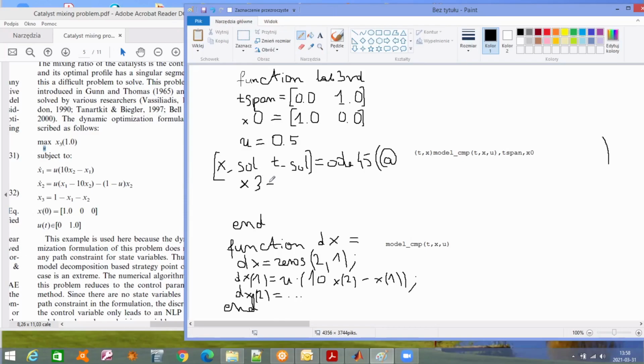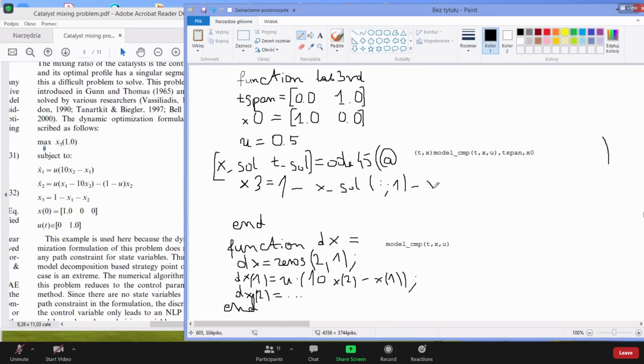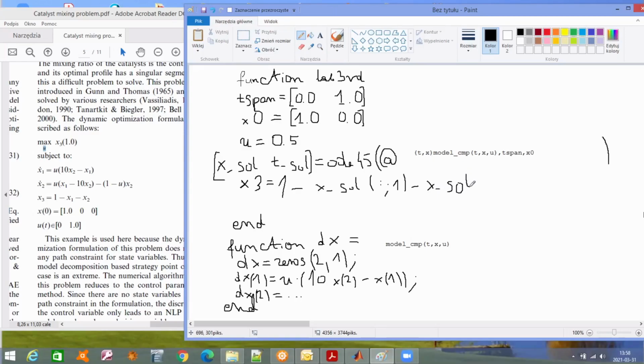X3 is equal to 1 minus X sol all rows first column minus X sol all rows second column.